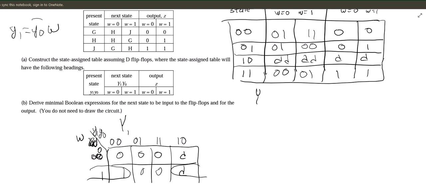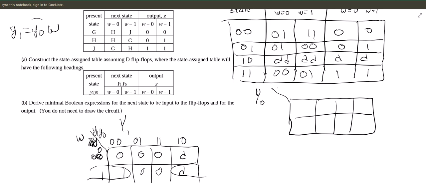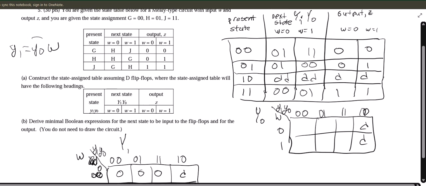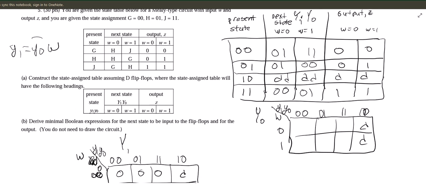Okay, now let's do Y0. Again, we have don't cares here. And Y0 is the second column. And if we look at the second column, when W is 0, when Y1, Y0 is 0, 0, we have a 1. When it's 0, 1, we have a 1. And when it's 1, 1, we have a 0. And when W is a 1, when Y1, Y0 is 0, 0, we have a 1. When it's 0, 1, we have a 0. And when it's 1, 1, we have a 1.